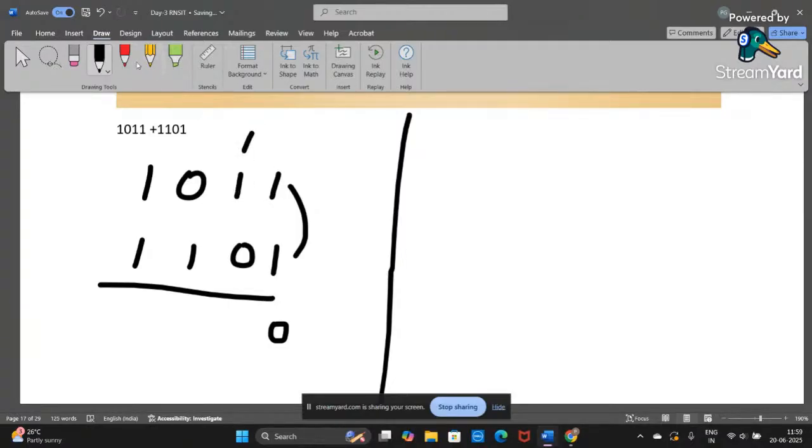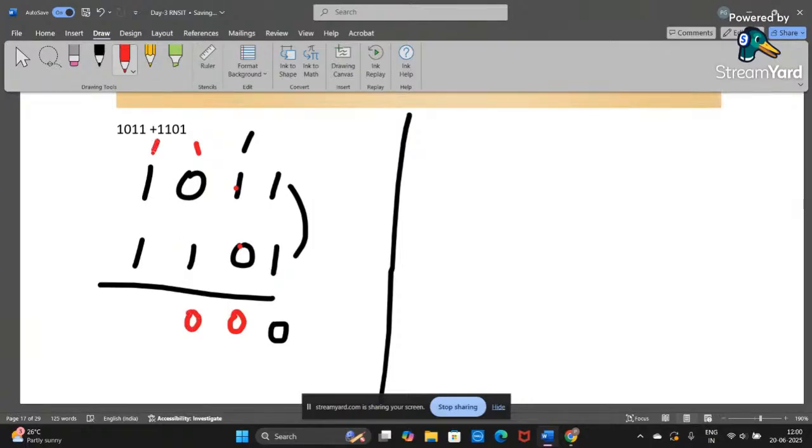So this 1 plus 0 is 1. So from this we got 1 plus the carry over 1 plus 1. Again it is 0. Carry forward to the next one. 1 will be carried forward. So 1 plus 1, it is 0.